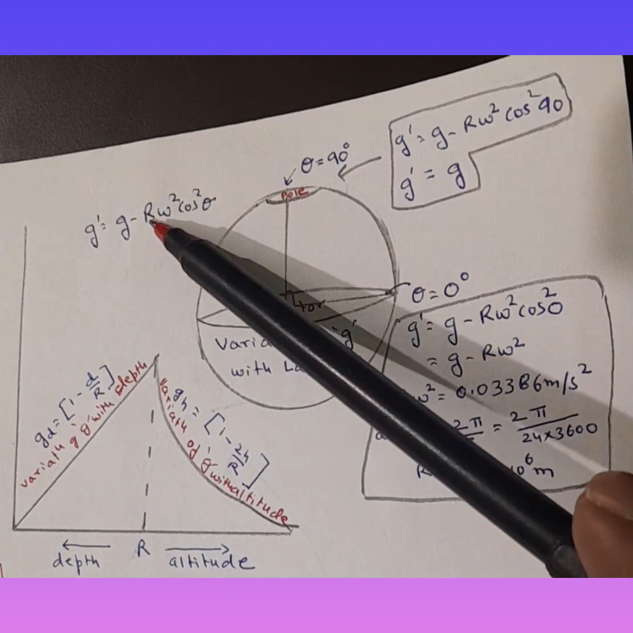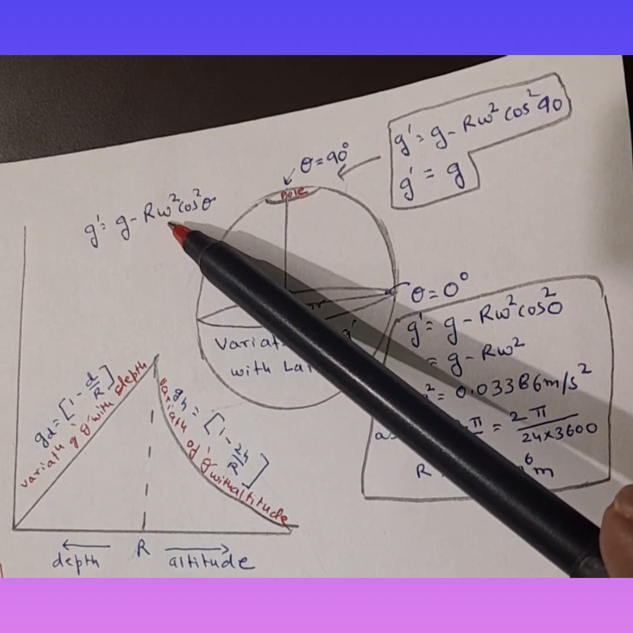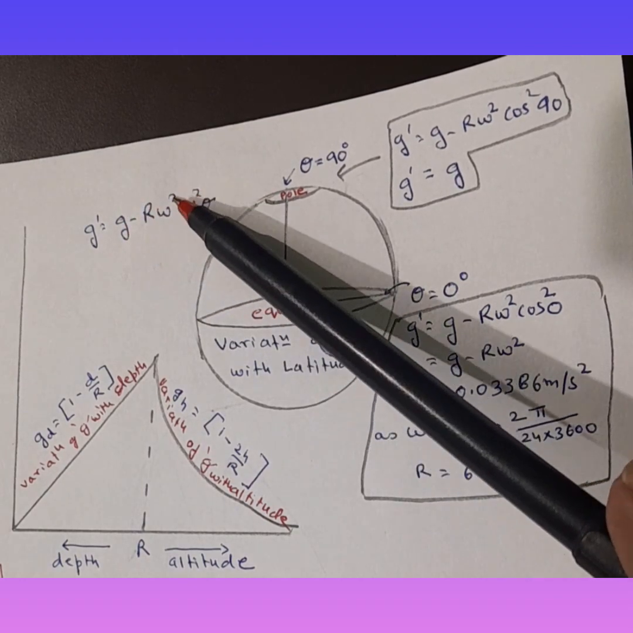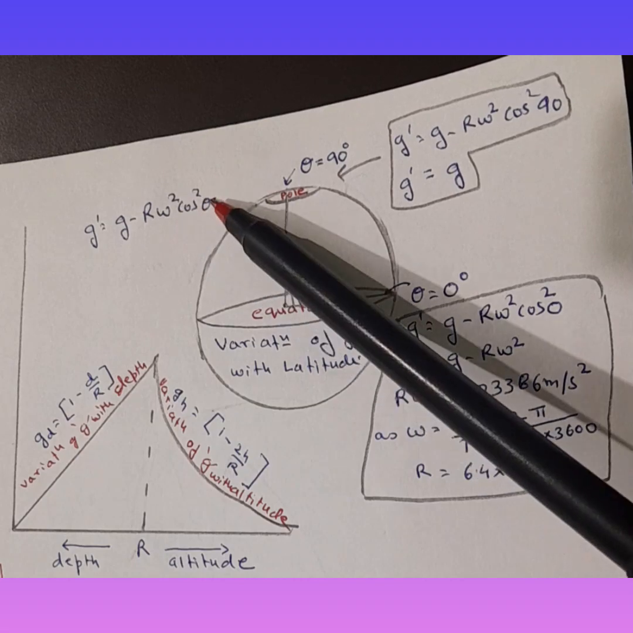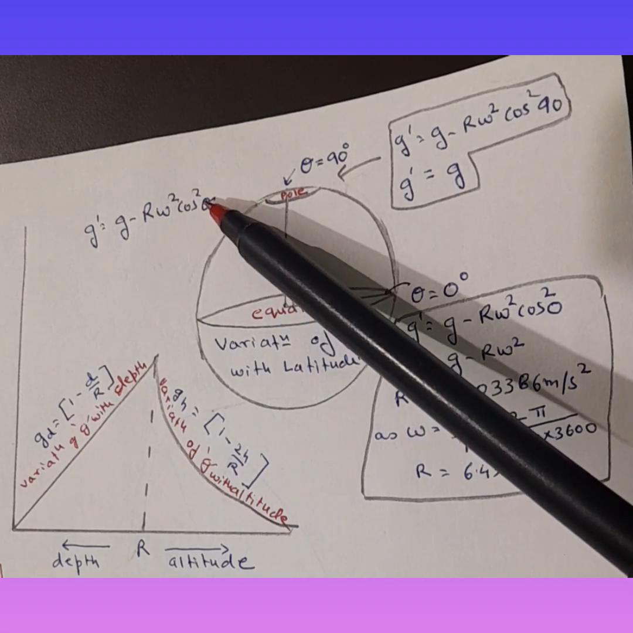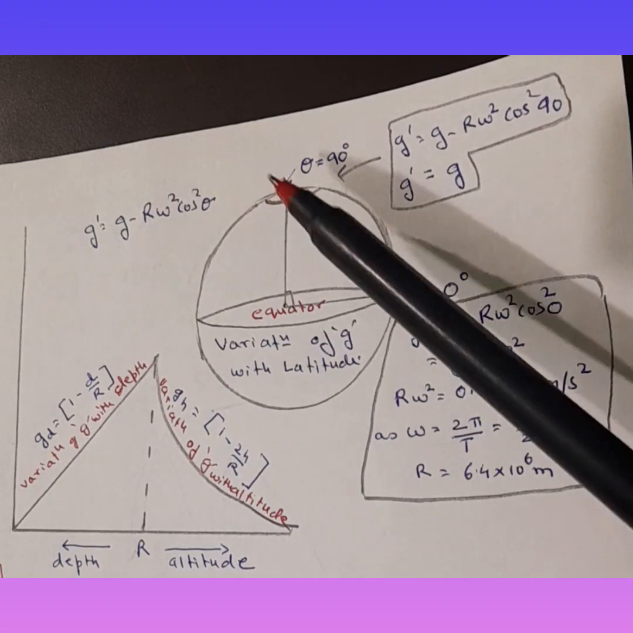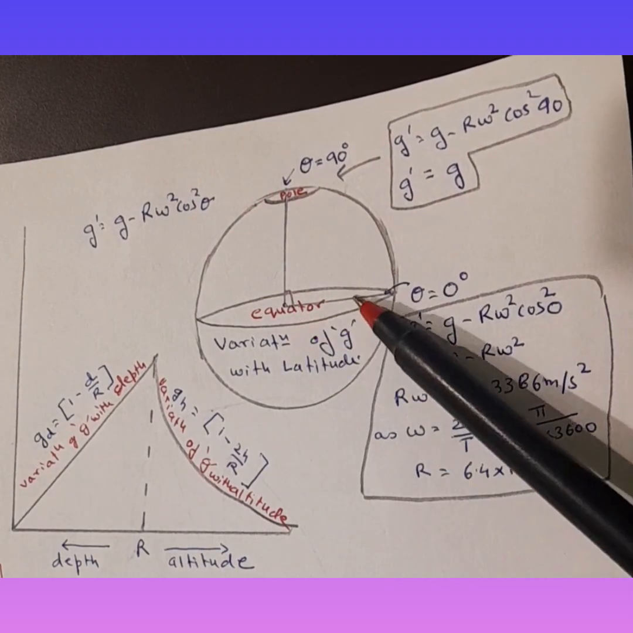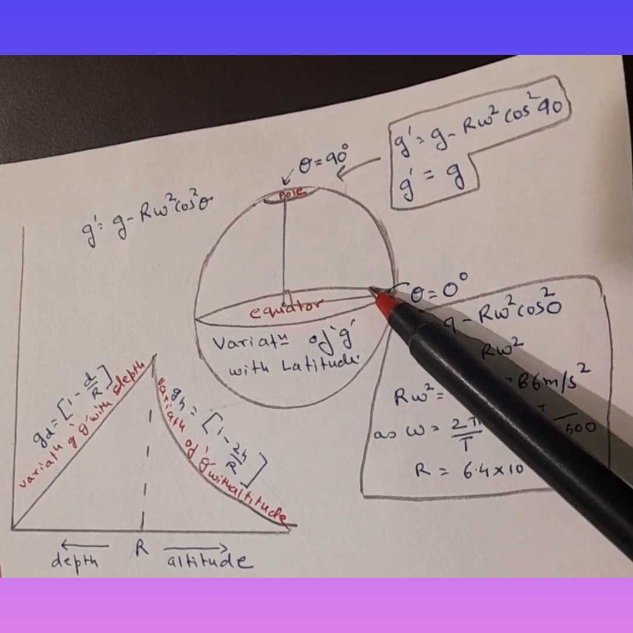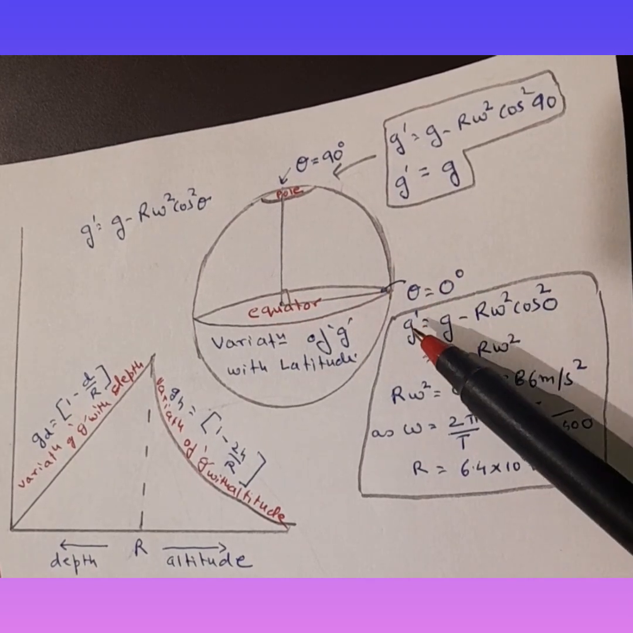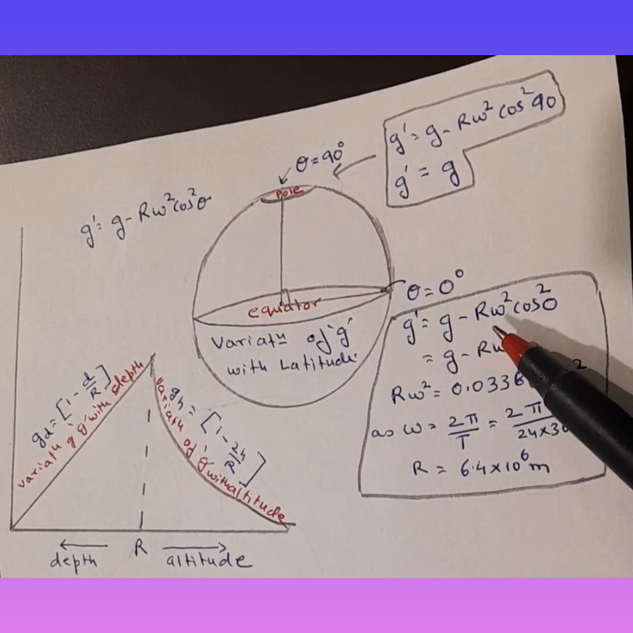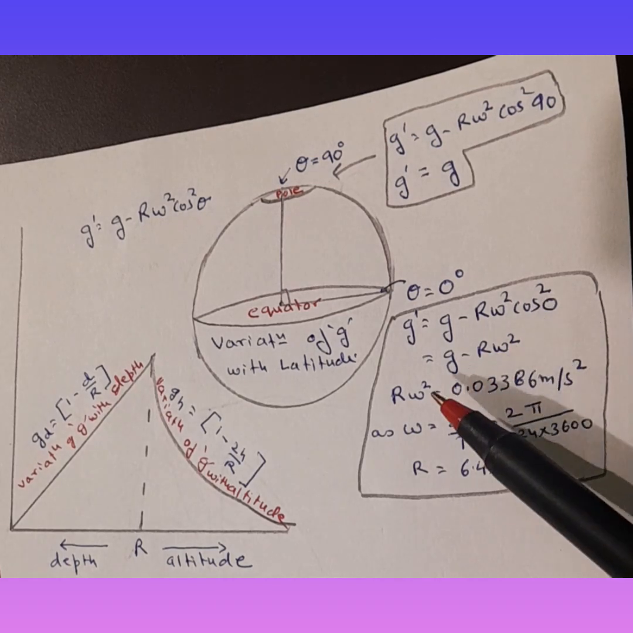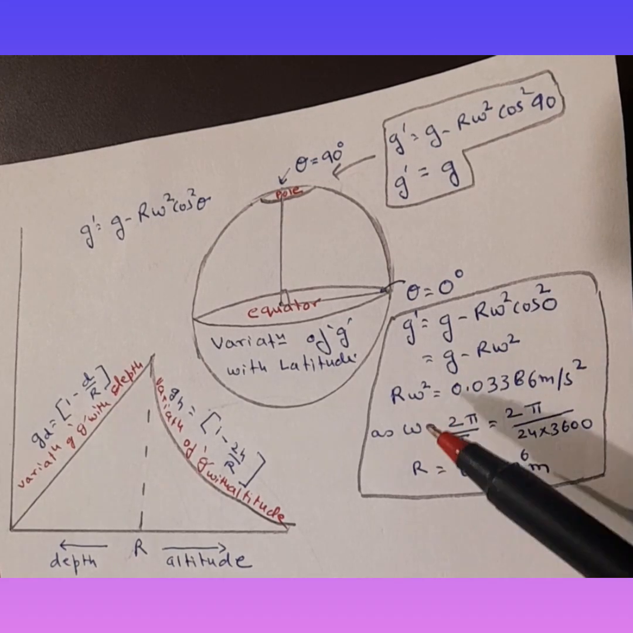So basically this is constant, this is constant, this also is a constant. So the variable is theta. Let's understand what happens at the pole and what happens at the equator. At the equator, theta is 0. So the formula is g minus R omega square cos square 0. We know cos square 0 is 1. So g minus R omega square.